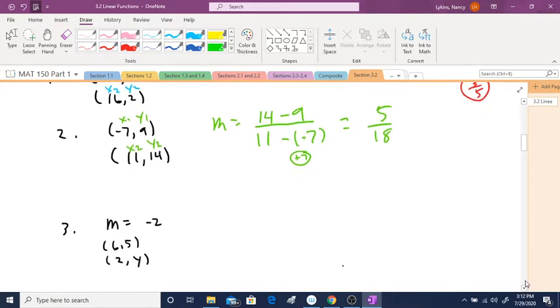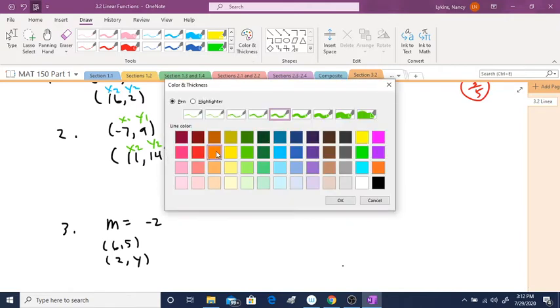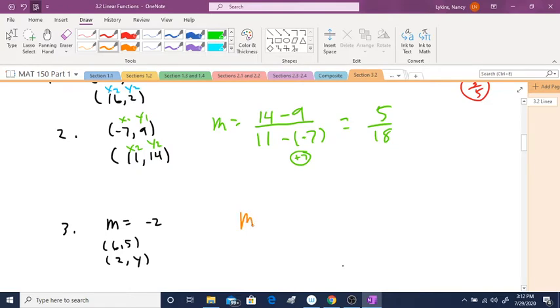Now, on your homework assignment, you're going to be given slope, you're going to be given coordinates, but it's going to ask you to find a missing point. So what I'm going to do is I'm going to go ahead and write my slope formula one more time. And now I'm going to assign my values. x1, y1, x2, y2.